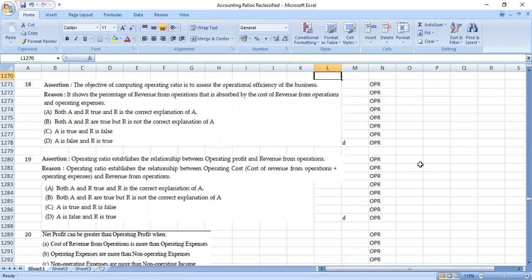19th, operating ratio establishes a relation between operating profit and revenue from operation. No, operating ratio establishes a relationship between operating cost and revenue from operation. So A is false. If A is false, there is only one choice, which is D.